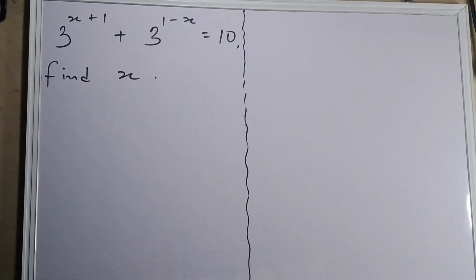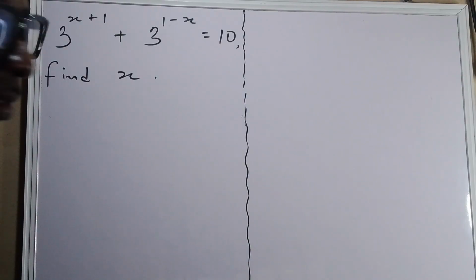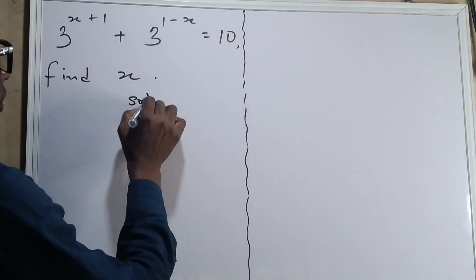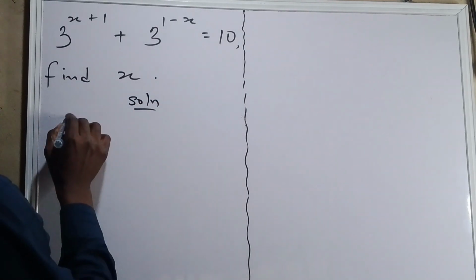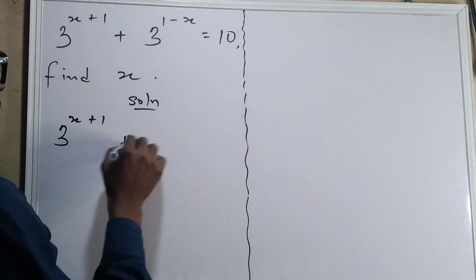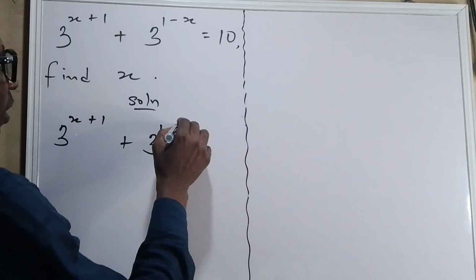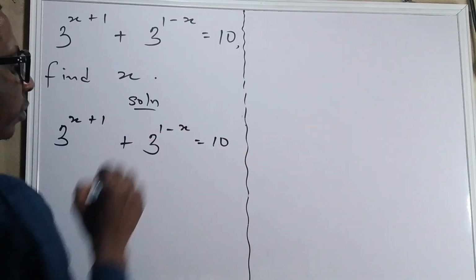Now, if 3 raised to the power of x plus 1 plus 3 raised to the power of 1 minus x equals 10, find x. You are given 3 raised to the power of x plus 1 plus 3 raised to the power of 1 minus x equals 10.